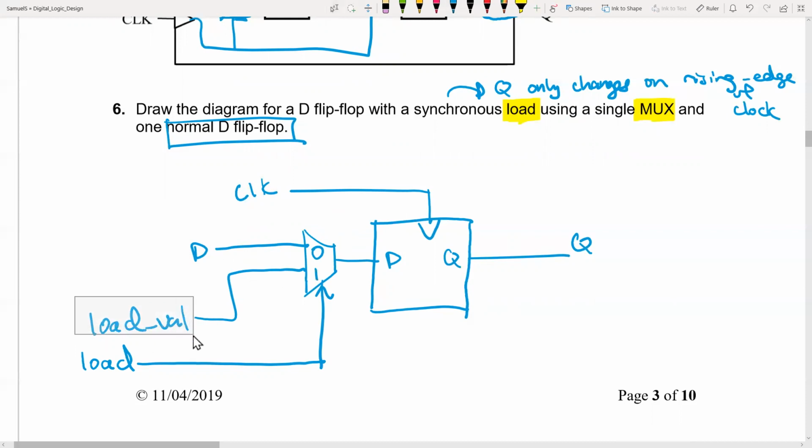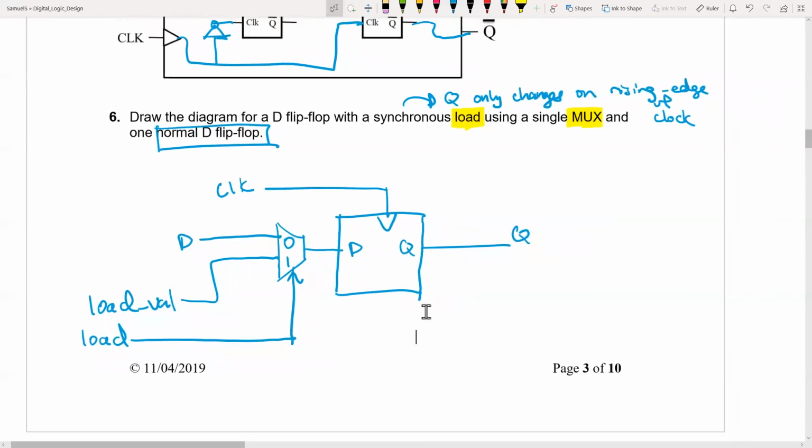So this is usually an input as well. So you can say, I want to initialize it to a 0. So you put a 0 here, and then you're going to set load to 1. And then on the next rising edge, the Q will be forced to whatever the load value is. Make sense? That makes sense. All right, and then we're done with this question. Anything you want to ask about this?